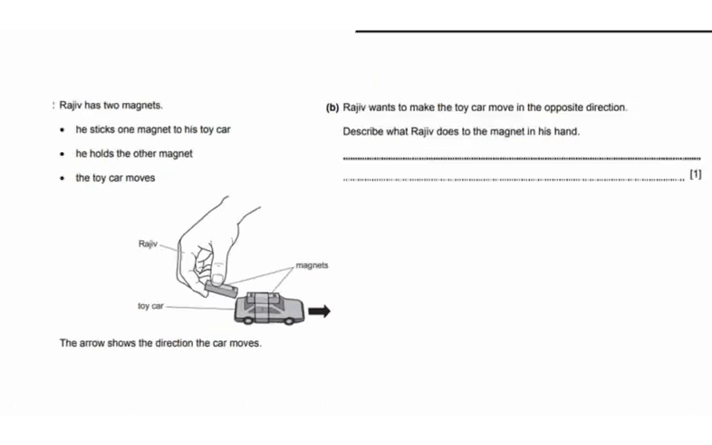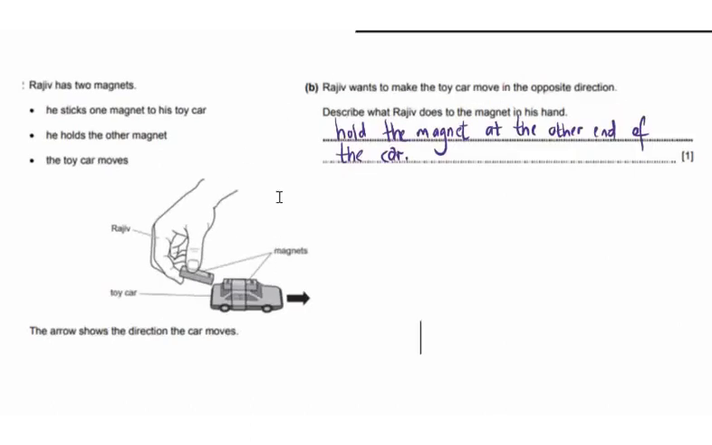Next question. Question 1B. Rajiv wants to make the toy car move in the opposite direction. Describe what Rajiv does to the magnet in his hand. 10 seconds from now. The answer will be Rajiv has to hold the magnet at the other end of the car. So he has to move the magnet to the other end. And the car will move in the opposite direction, which is backward to the left.